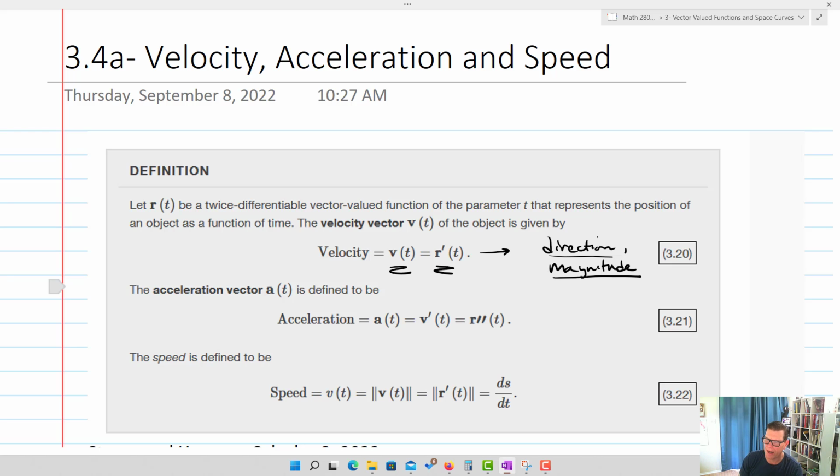Now, if I take the derivative of velocity, remember that's going to be acceleration. So we can see there that acceleration, a of t, which is also a vector, is going to be the derivative of the velocity vector, which is the second derivative of the position vector. Exactly the same as what you would be doing in single variable calculus, or non-vector calculus. All right, so there that is. And that also is going to have a direction, and it will also have a magnitude.